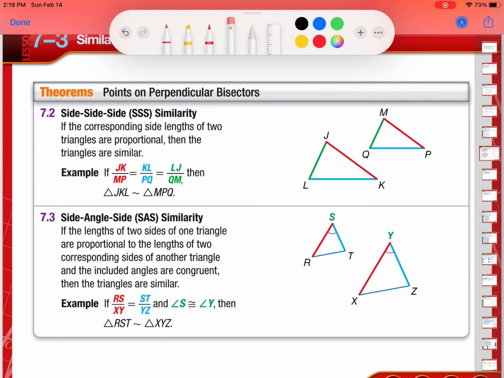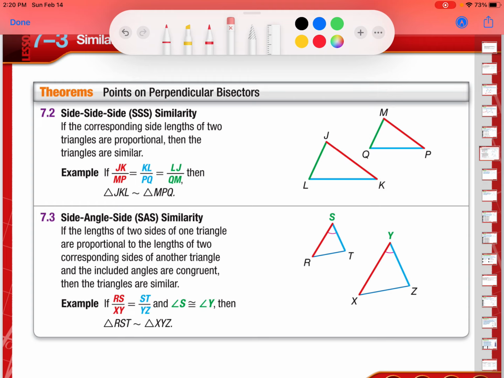So next up we have our theorems. So we have side, side, side similarity theorem. And what that says is if the corresponding side lengths of two triangles are proportional, then the triangles are similar. So if side JK and MP are proportional, side QM and LJ are proportional, and side QP and LK are proportional, then the triangles are similar. So if all the sides are proportional, then they are proportional triangles, which makes them similar.